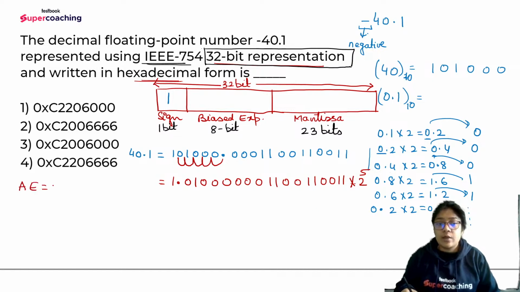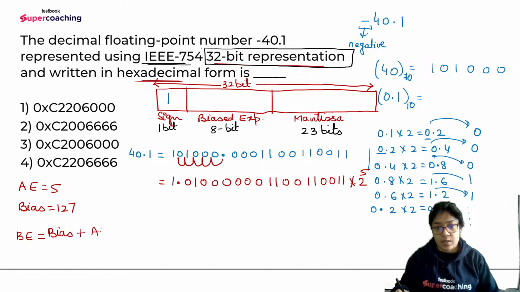Actual exponent is 5. Bias is 127. Now only we have calculated. So biased exponent comes out to be bias plus actual exponent. That is 127 plus 5, which is equal to 132. Represent this 132 in the binary. So this is in the decimal 132 in decimal. Represent this in the binary.